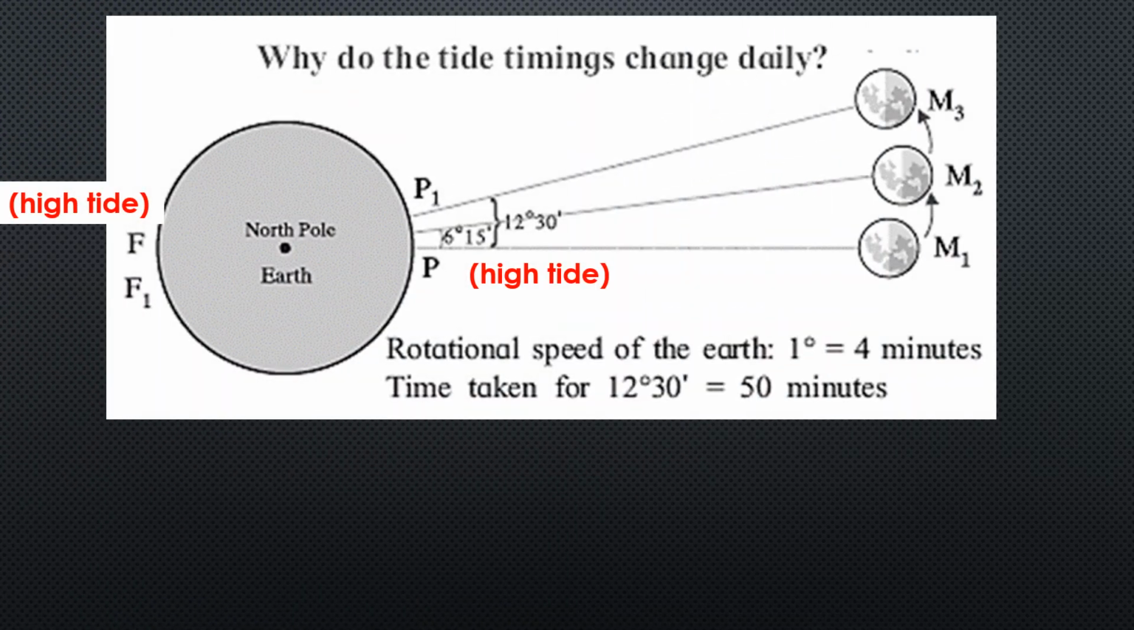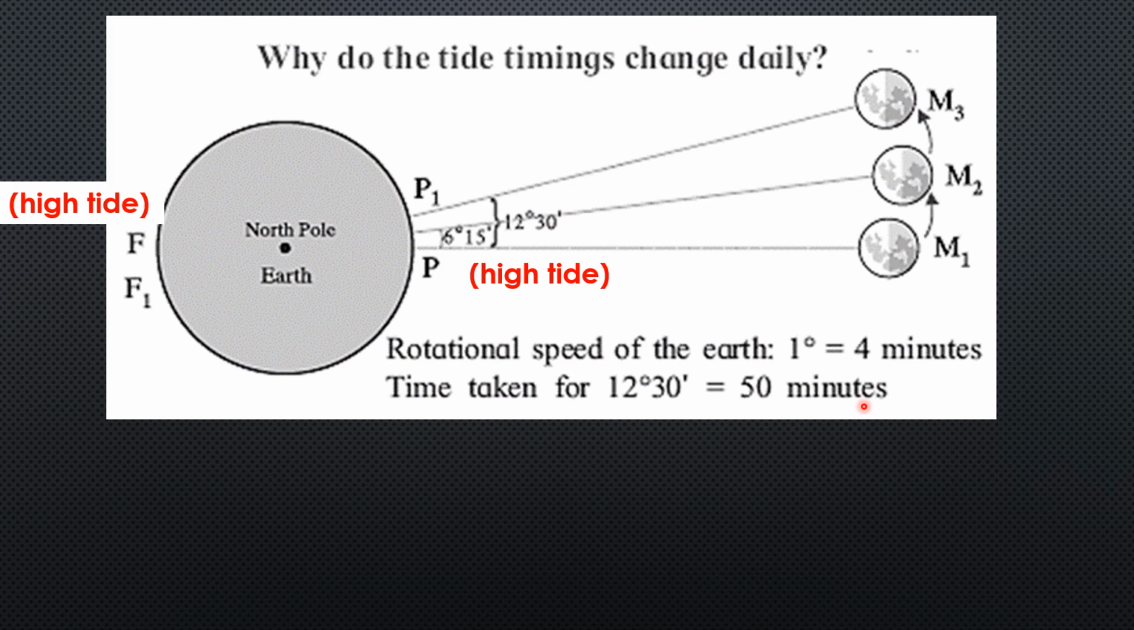Let us see why the timings of the tides change daily. Let us understand this with the help of the diagram, considering the given scale, that is the rotational speed of the earth. 1 degree is equal to 4 minutes. So the time taken for 12 degree 30 minutes is 50 minutes.